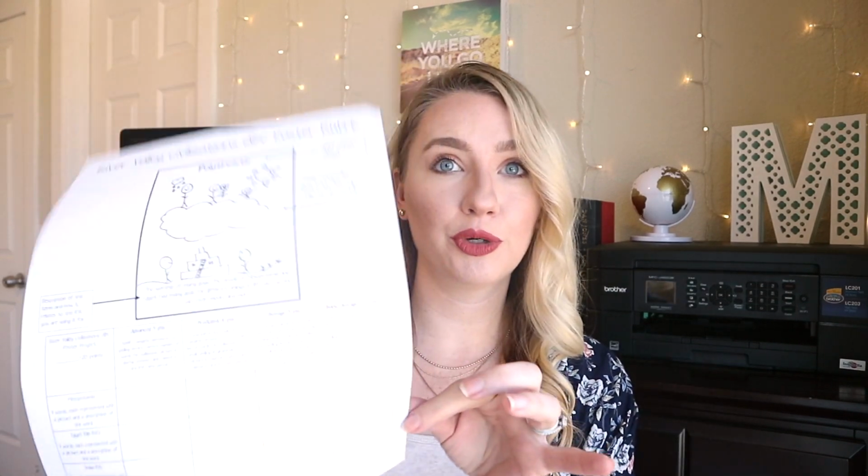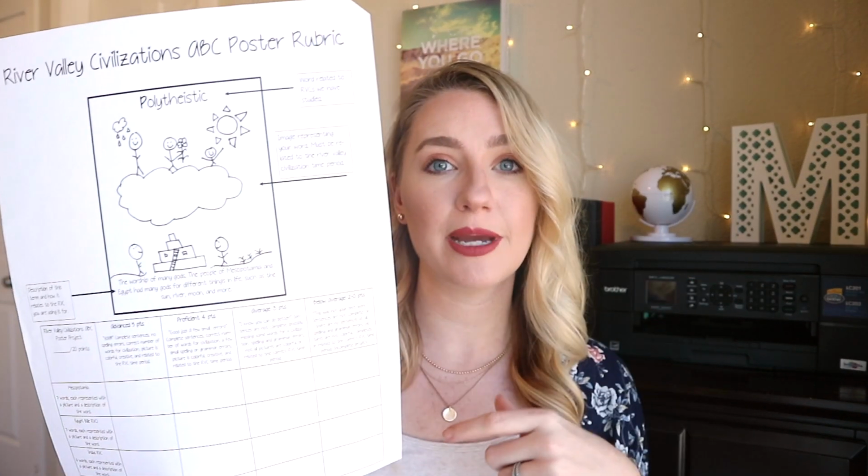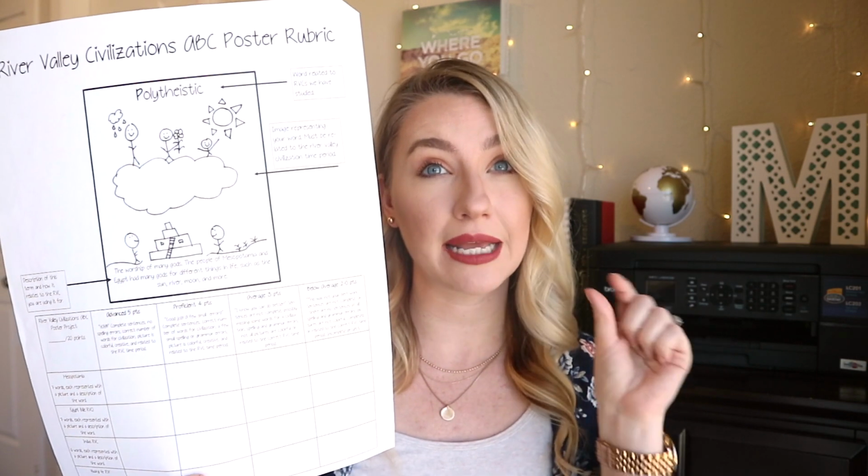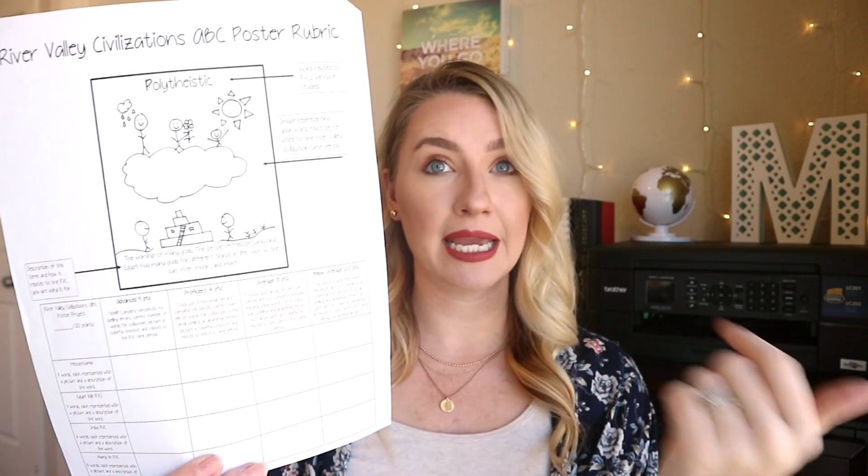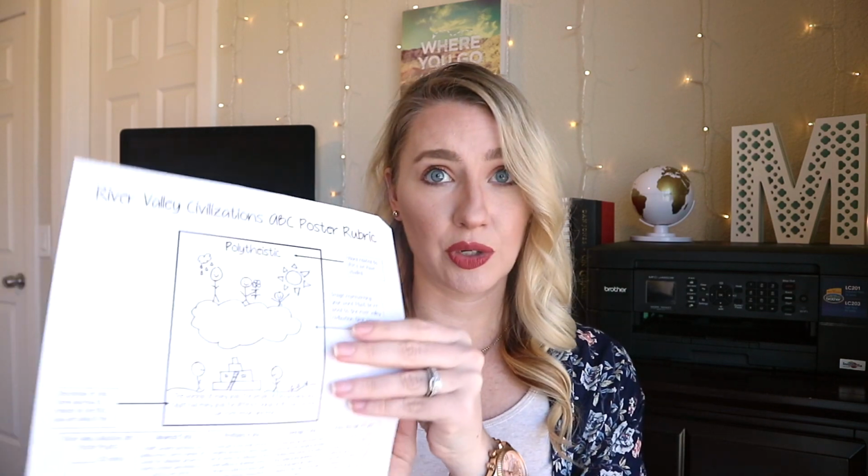So this is the rubric for the project. Now the one in my Teachers Pay Teachers I have updated so it looks a little bit different, but it's the same general concept. They had to, and I gave them one of those giant Post-it sticky notes, draw 26 boxes like so, take up the whole page, and each box was a letter of the alphabet. And then for each box, they were doing a key term or idea from the River Valley civilizations.